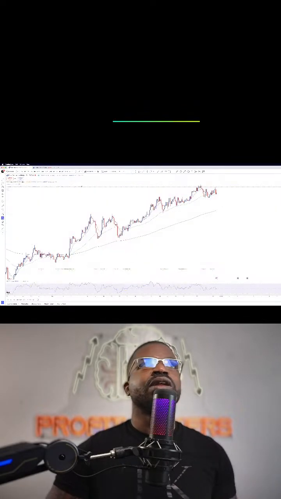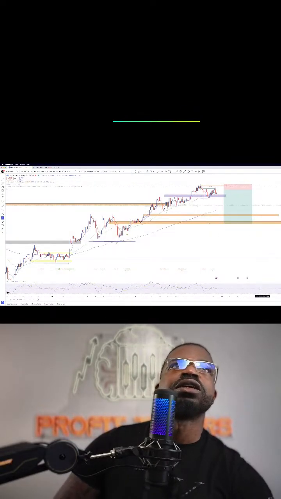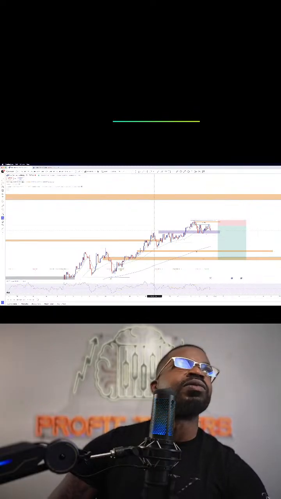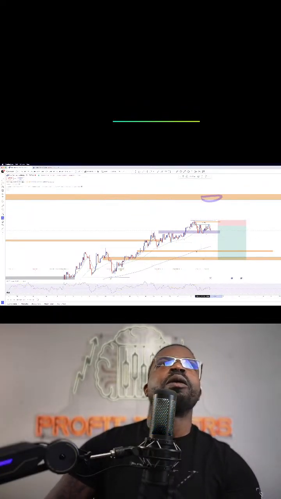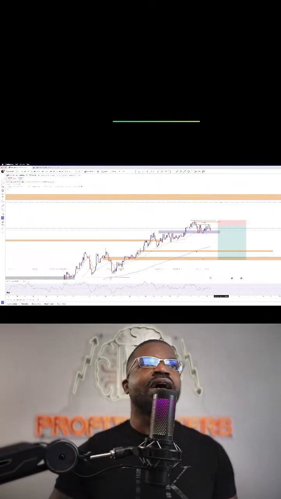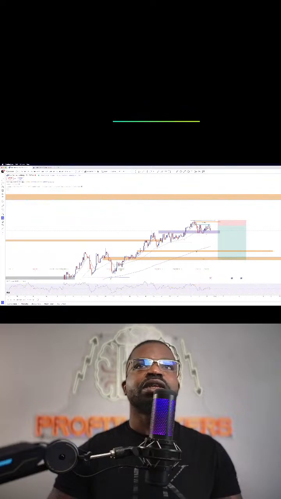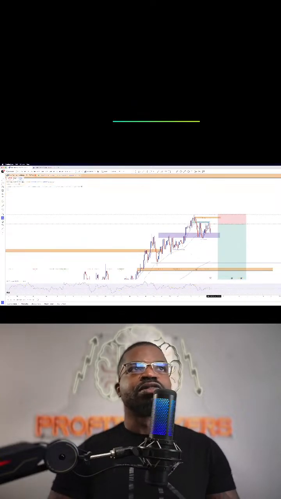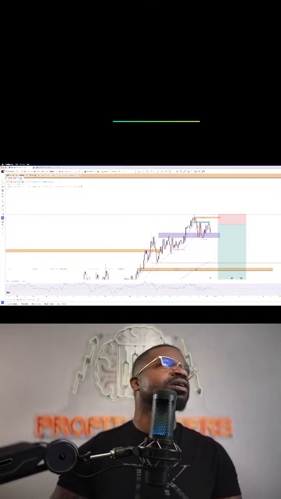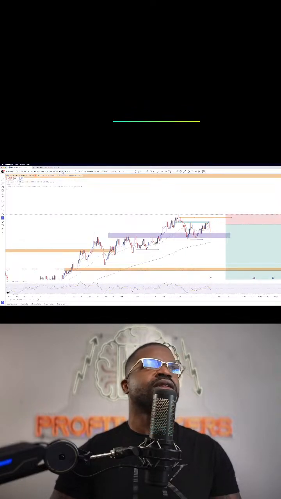So another one that we took a look at was this Euro AUD. Same thing, we have a macro level of resistance up here at the highs. We took a short sell from here. What time frame is that? 4 hour?